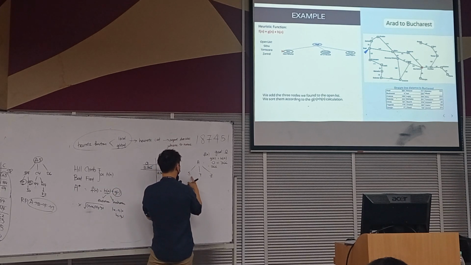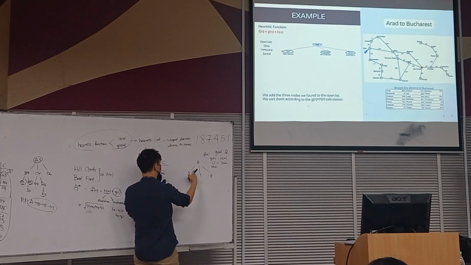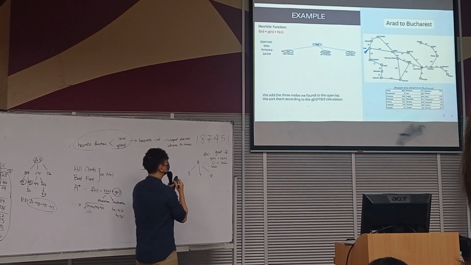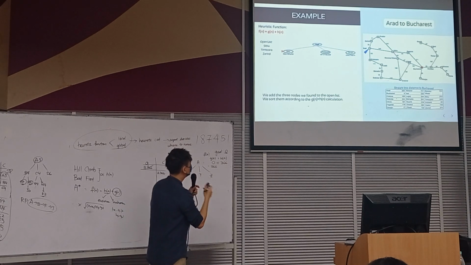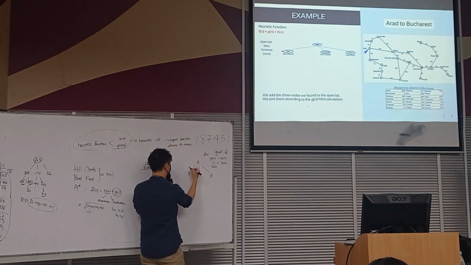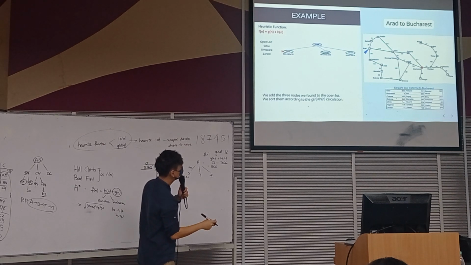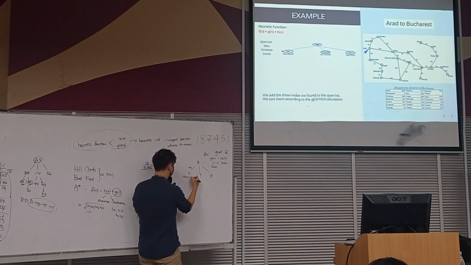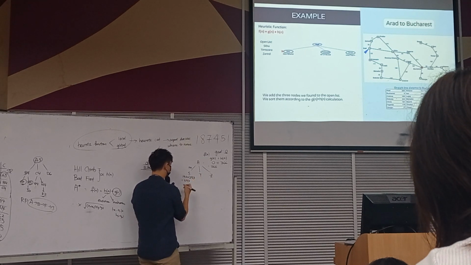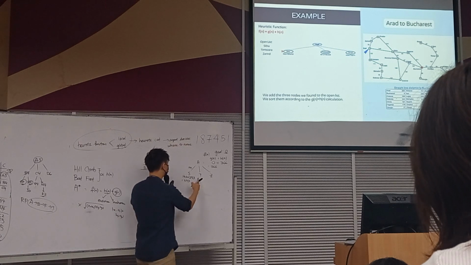So what is the Gn and Hn? You have to measure the distance from A to S. What is the distance? A to S, 140. Right. So 140 plus the Hn. You have to find the Hn for CPU, so look at this table. Where is CPU? 253. 140 plus 253, so what is the total? 393 right now.